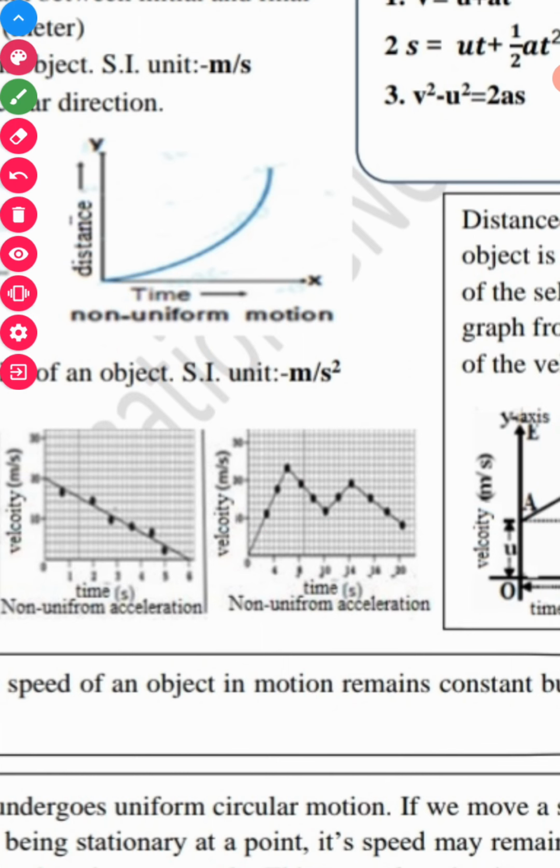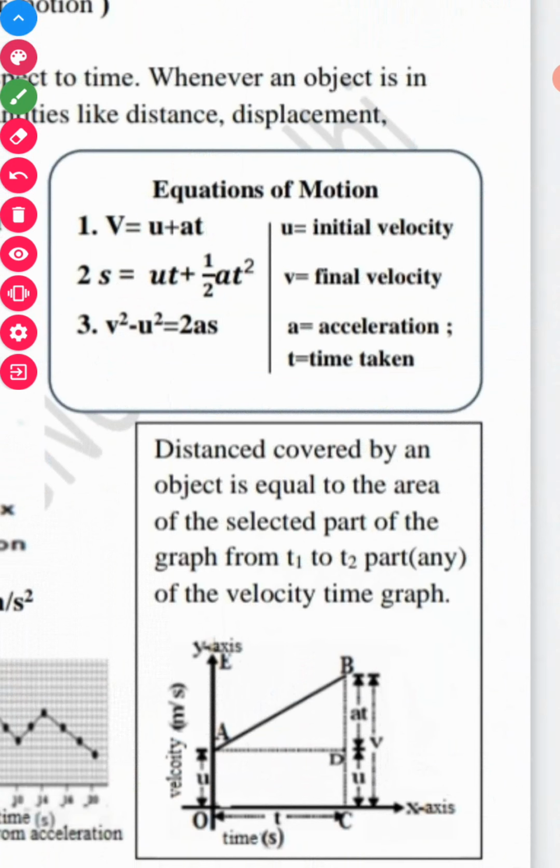Next, we have studied our three equations of motion. First, v is equal to u plus at. Second, s is equal to ut plus half at square, and third is v square minus u square is equal to 2as, where u is initial velocity, v is final velocity, a is acceleration, and t is time taken.